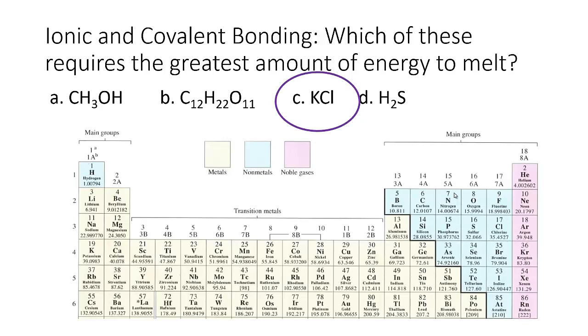I hope you said it was KCl, because that is the only ionic compound in this group, and notice everything else would be covalently bound, but potassium is the only metal in this section.